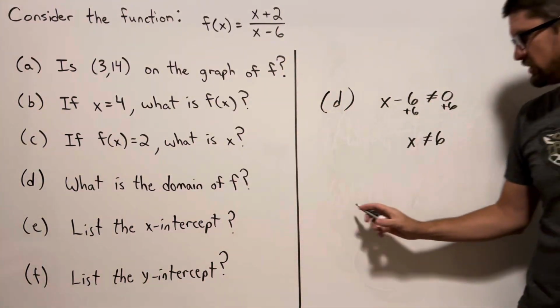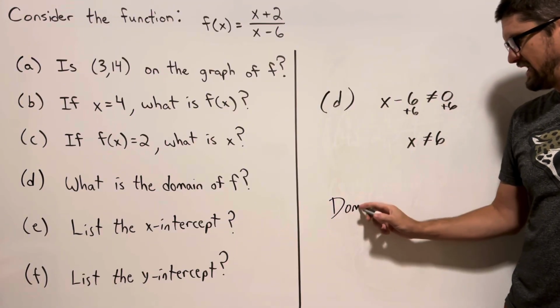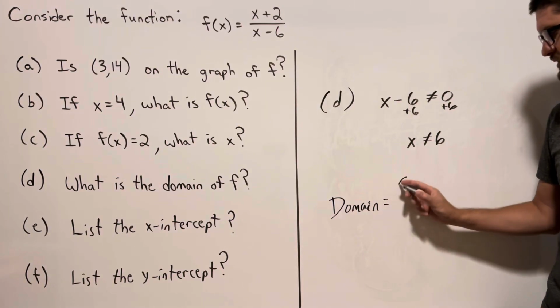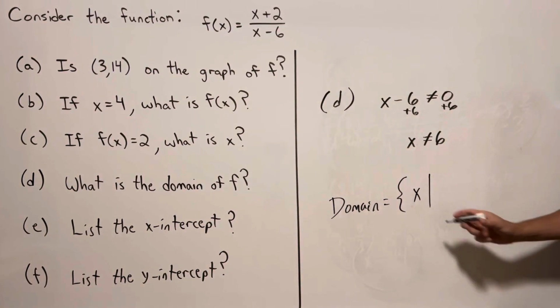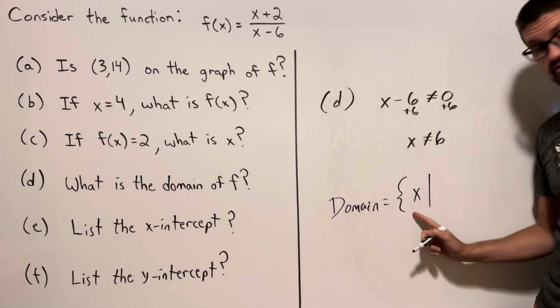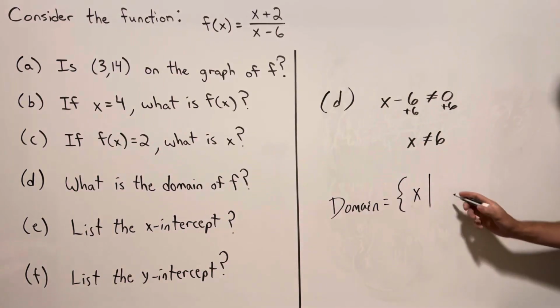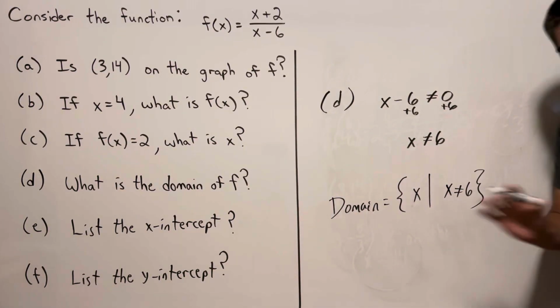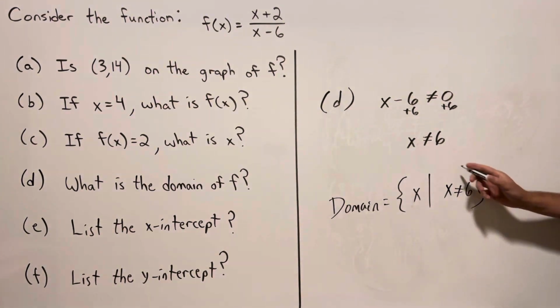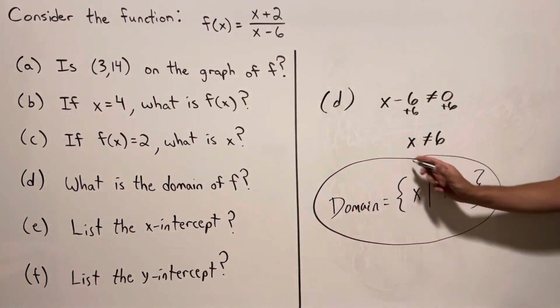So the domain here is going to be all x. We can use set notation to write this. The domain is all values x such that x cannot be 6. It can be anything else, but it can't be 6. This is going to be the domain of the function.